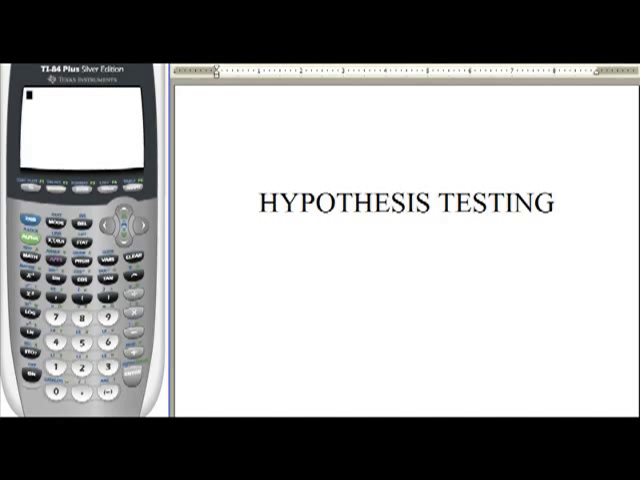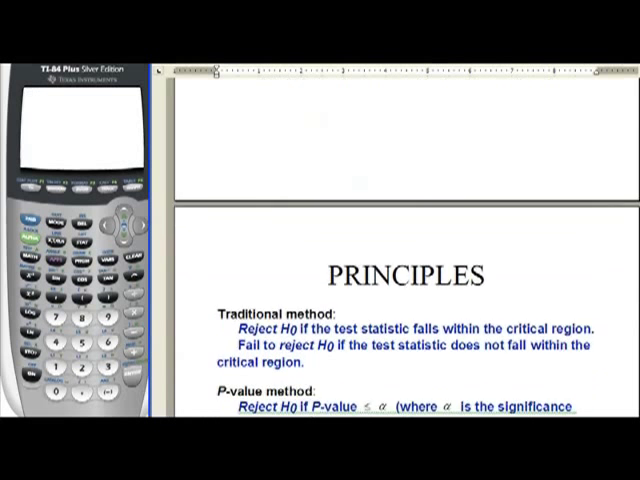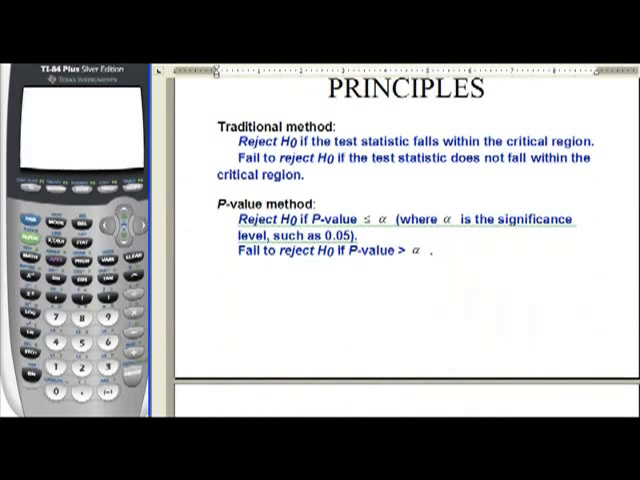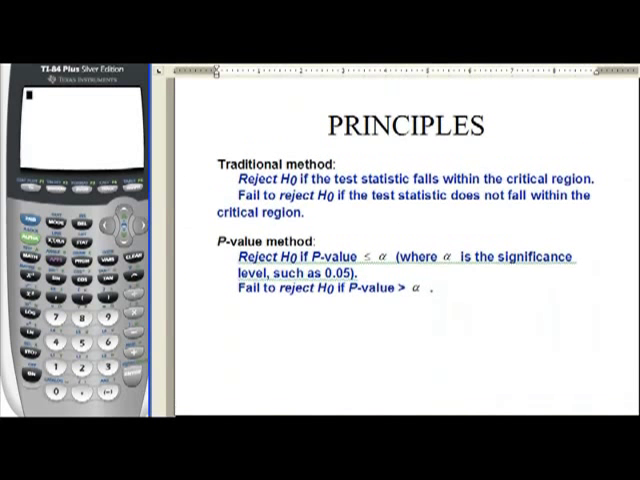Today we will talk about basic hypothesis testing. The first thing we need to remember is that using the traditional method, we reject the H-null if the calculated statistic falls within the critical region. And we fail to reject the H-null if the test statistic does not fall within the critical region.